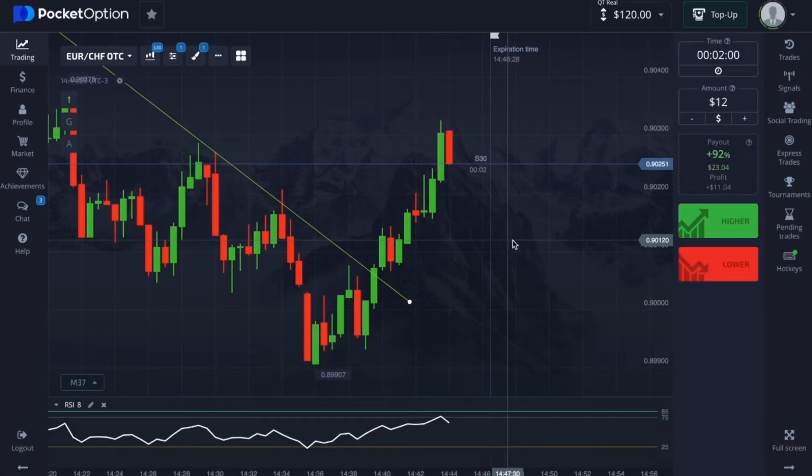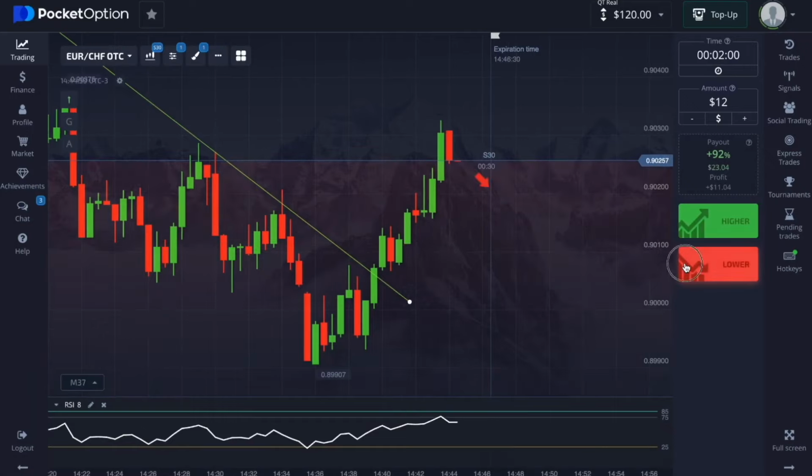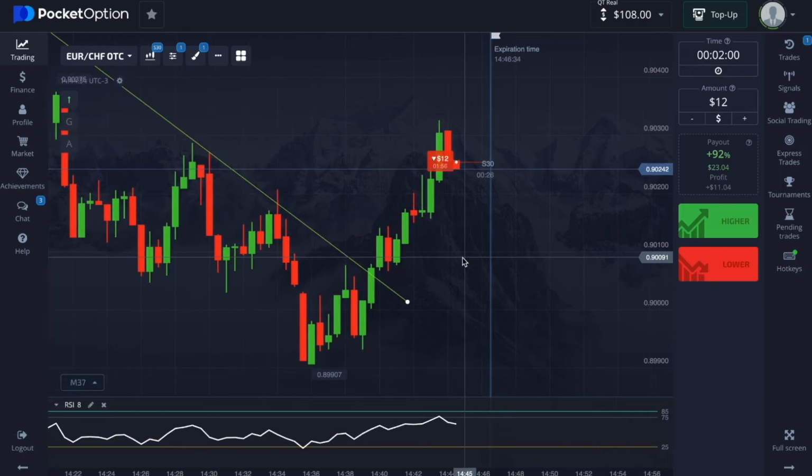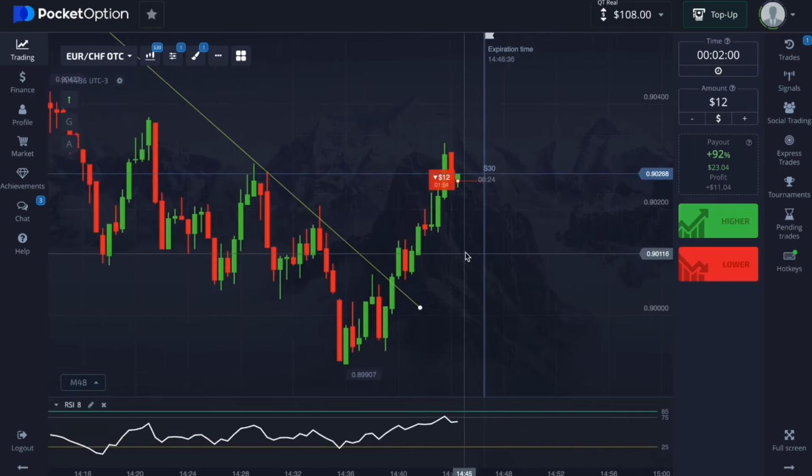I find a good situation, wait for a new candlestick and open a down trade for 2 minutes with the amount of $12. This is 10% of my starting amount. So, why did I open the trade here?